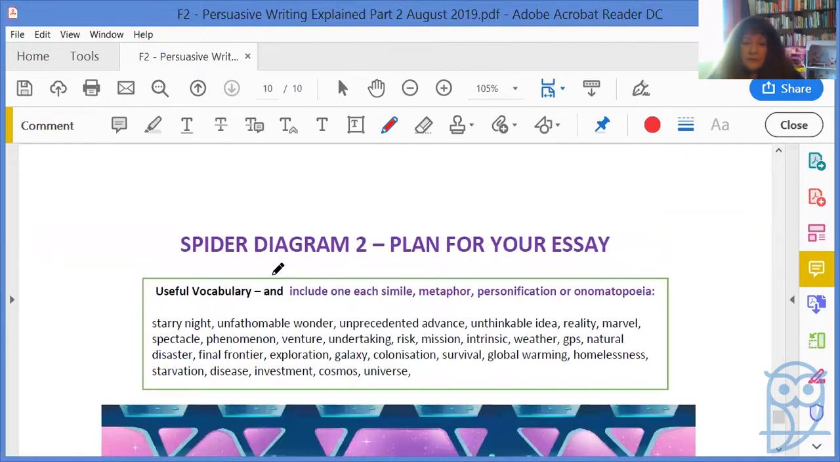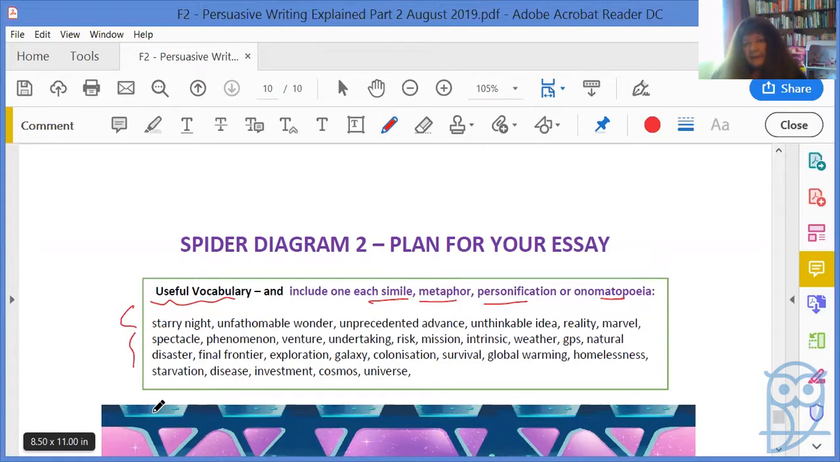And also you should be thinking of a simile, a metaphor. Can you use personification in this essay? Can you use onomatopoeia? Those things are going to impress your examiner at some point. So you must think of all the vocabulary you can to do with that subject before you get going.